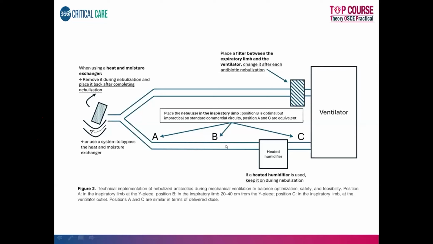And third is the C position. This is also in the inspiratory limb, but at the ventilator outlet. So the ideal position is your B.